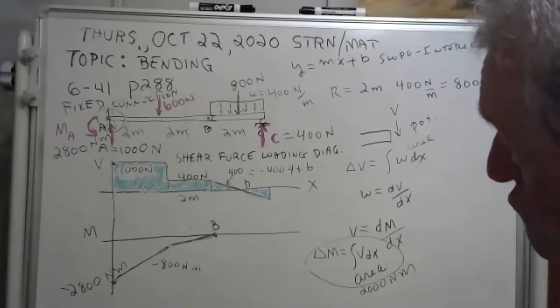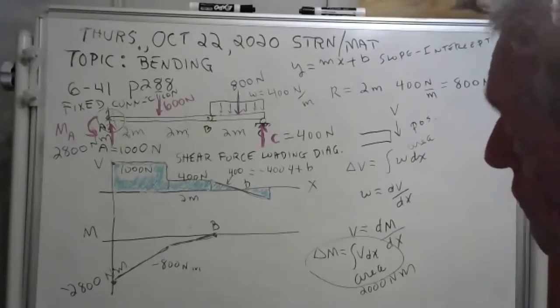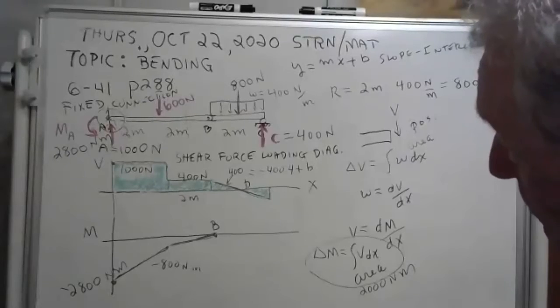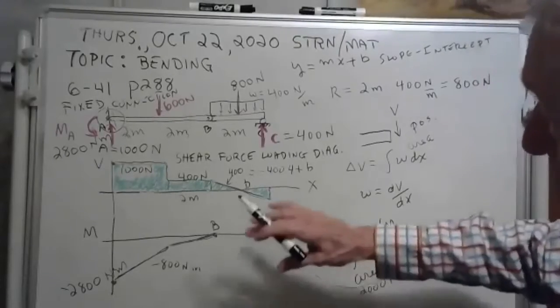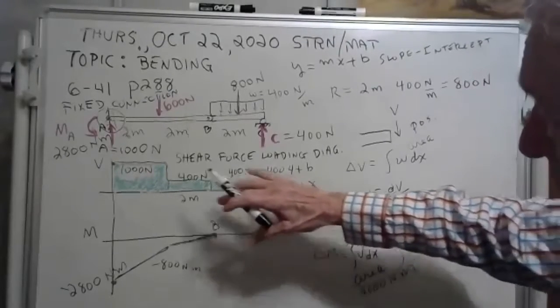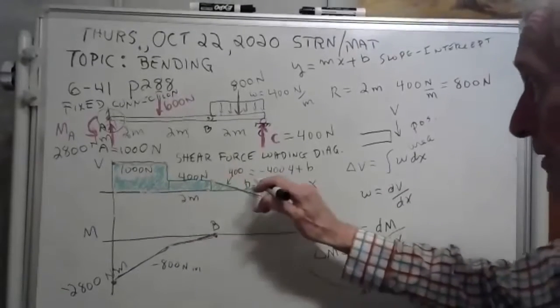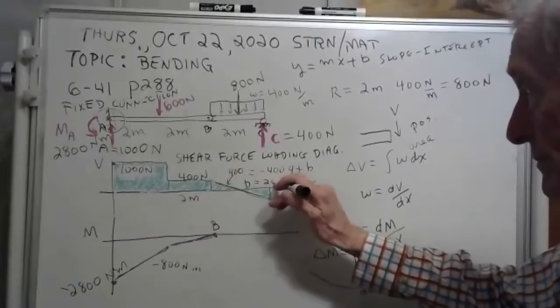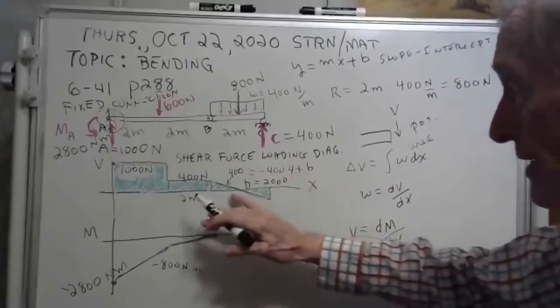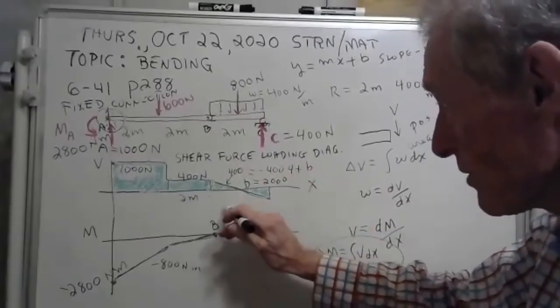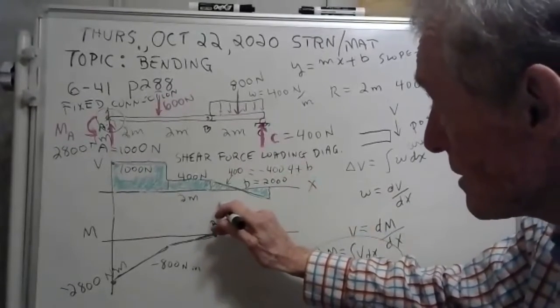trying to do that in my head. Probably should do it on my calculator. I'm getting minus 1600. That makes it a plus 1600. And then you add 400. I'm getting 2000. So I think I have the equation for this line. Here it goes. We'll see if it works.